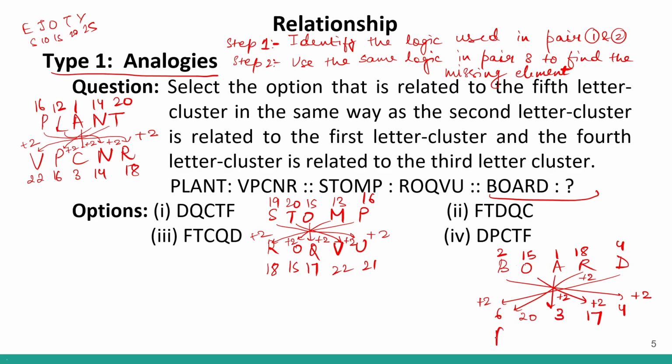So at 6th position we have F, at 20th position we have T, 3 we have C, right? 17 we have Q and at 4th position we have D. So the next term will be FTCQD, right? And this is given in which option? This is given in option number 3. So option number 3 would be the correct answer to this question.